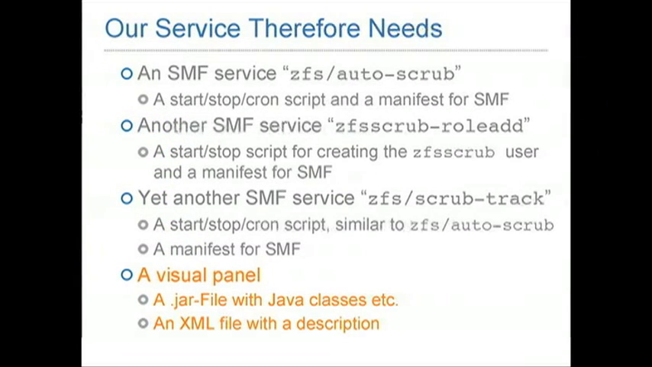So this is our new shopping list, everything we had before, and we are now including a Visual Panel, which is just a jar file with all of our Java classes and an XML file that describes those classes. This is how the panel looks like, and we can actually see it in action, because we only believe what we see.